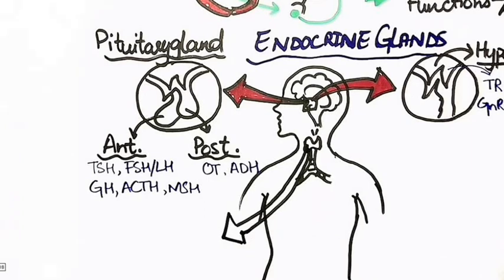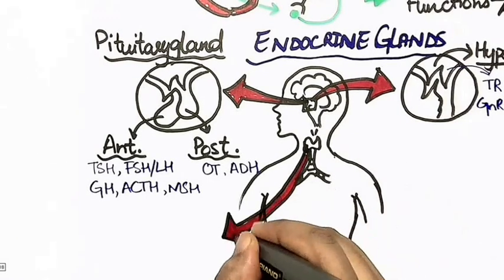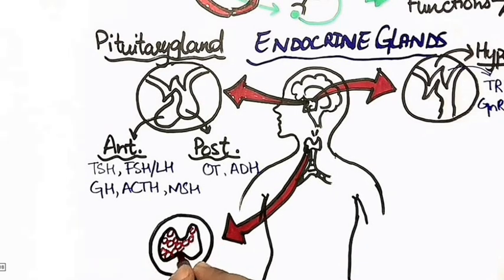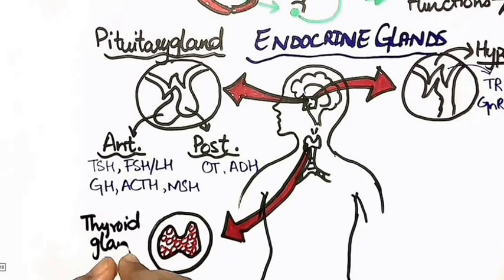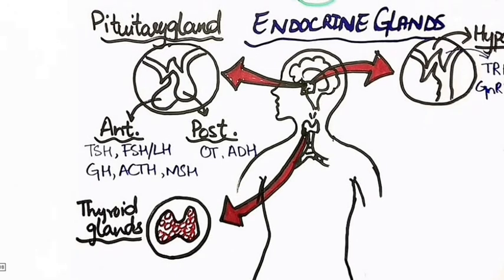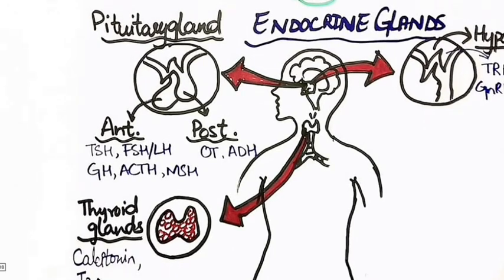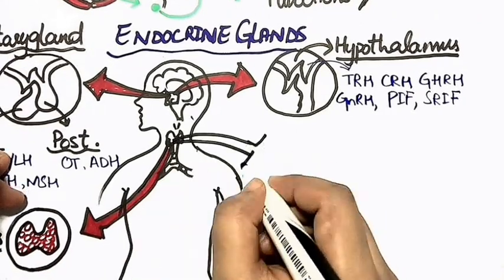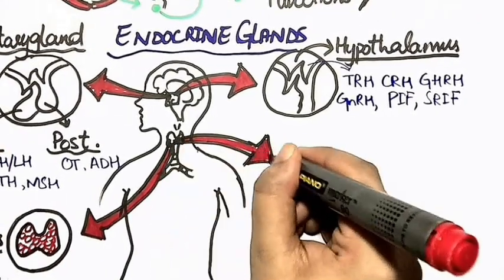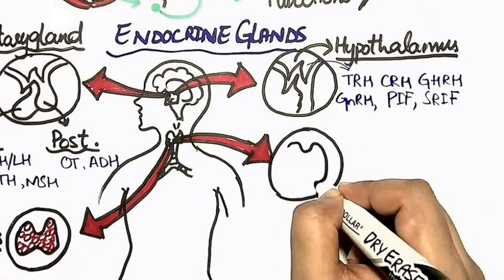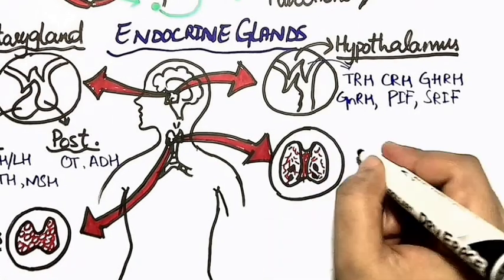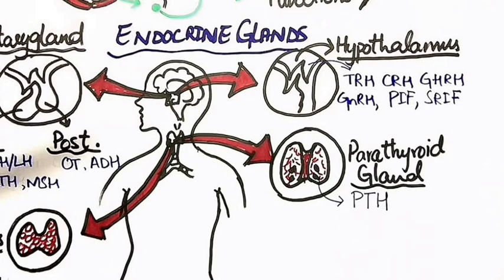Coming to another gland present in the neck, the thyroid gland. The thyroid gland has two lobes, and it is made up of many follicular cells and parafollicular cells, which release calcitonin, T3, and T4. On the posterior surface of the thyroid gland, there are glands present in two pairs, called the parathyroid glands. The parathyroid glands release parathyroid hormone, which helps regulate the calcium and phosphate level in the blood.